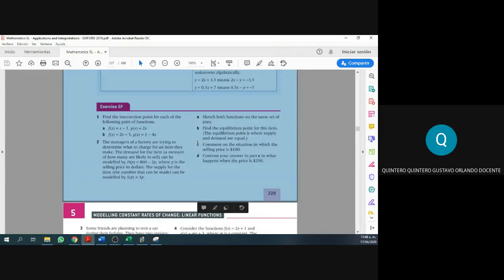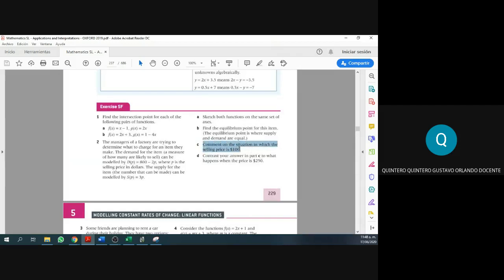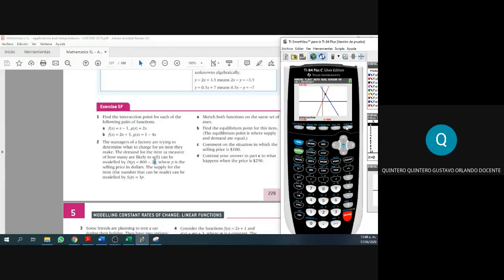Now let's jump into question C. Comment on the situation in which the selling price is $100. The selling price is the X value, right? So in our case, P. The selling price is 100, right? So what that means is that at 100, let me just calculate here. For X, we want to calculate 100, right? When X is 100, in the first curve, we have a value of 600. What does that mean?